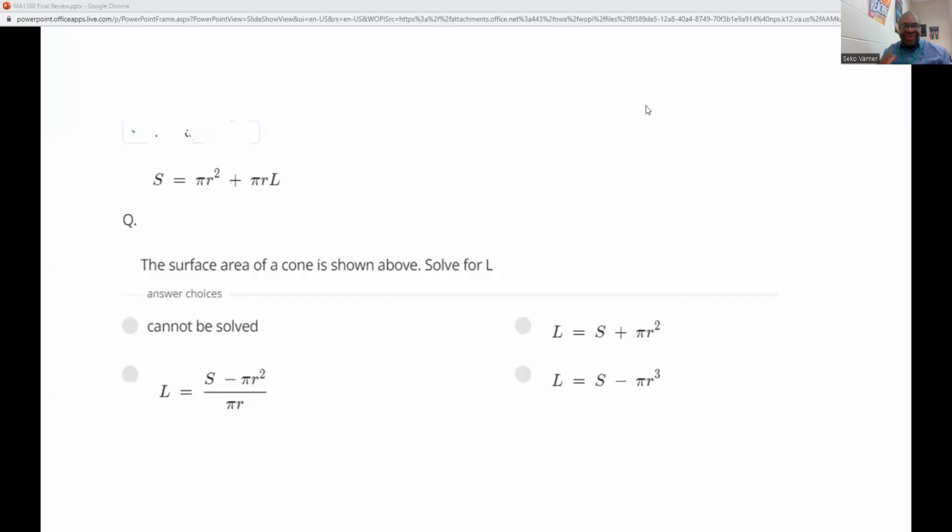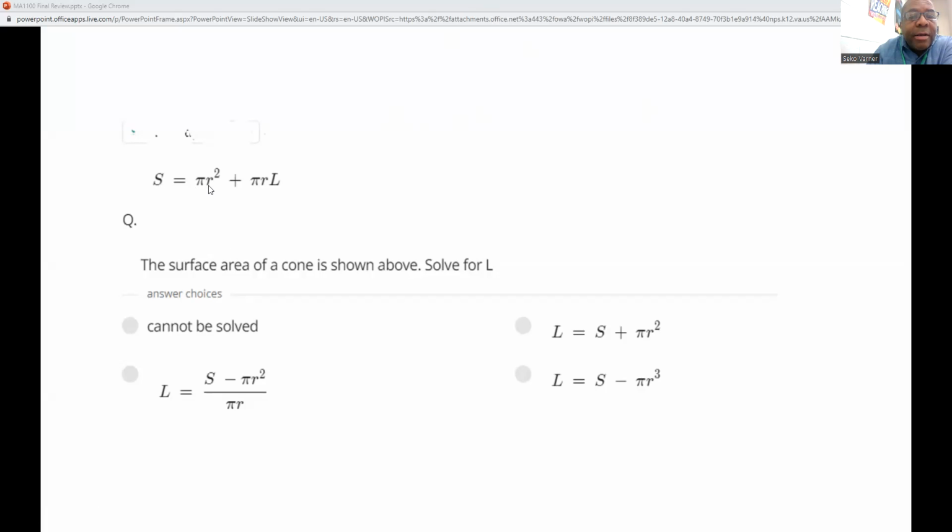Okay. This one is trying to trick you. Well, it threw me when I first looked at it. I was like, what is all of this? But then I said to myself, I'm capable. I can work this out. All right.